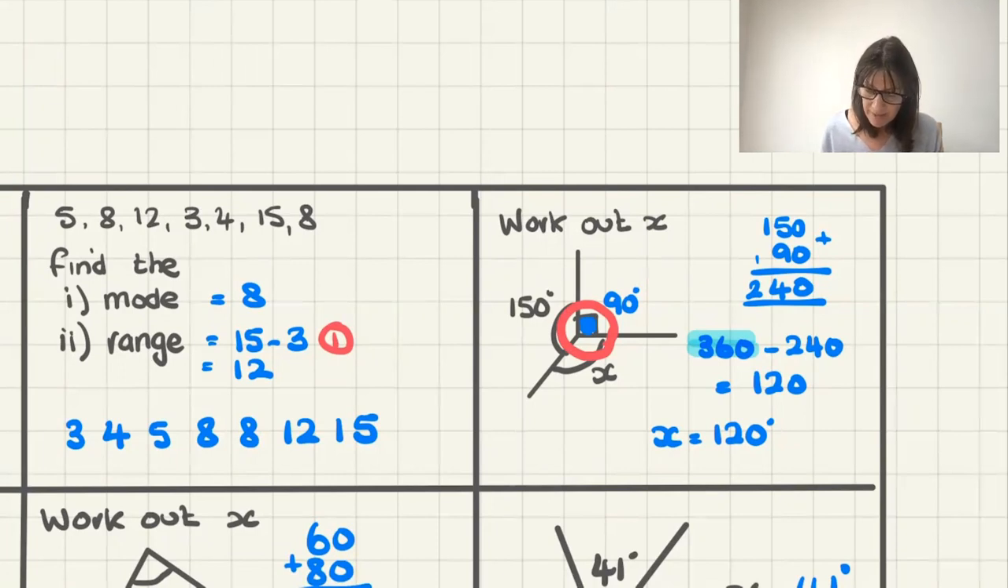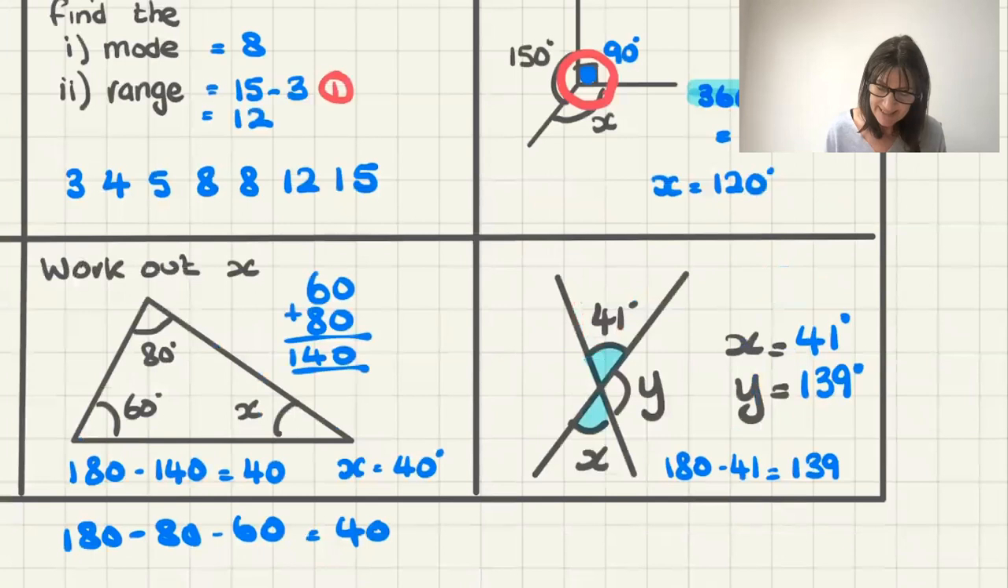So they gave me a right angle here, so I knew that there was 90. They won't put the 90 in for me. I've got to know to do that. Then I've added up the bits I know. I've taken that away from 360, and it's left me that missing value, which is 120.